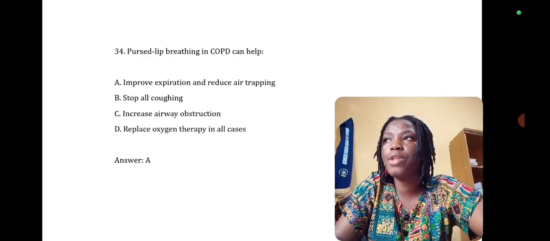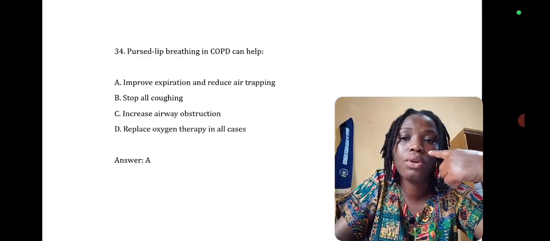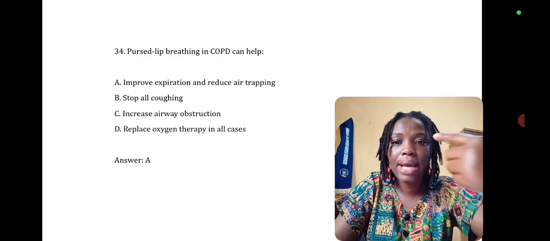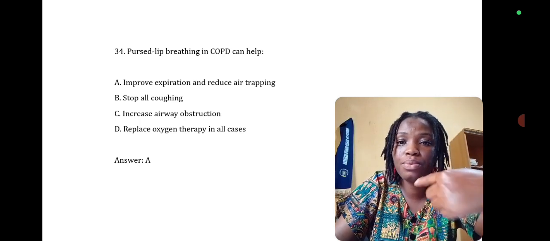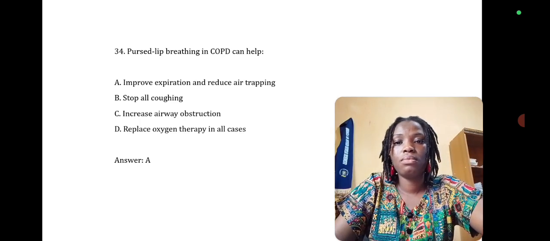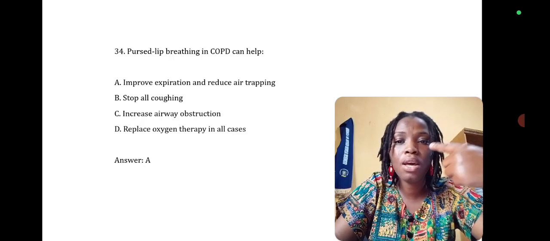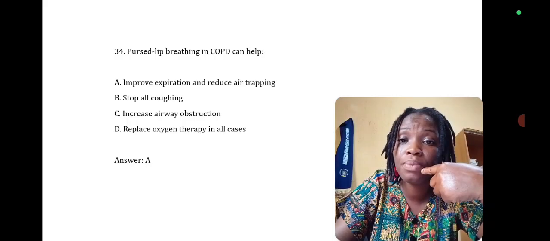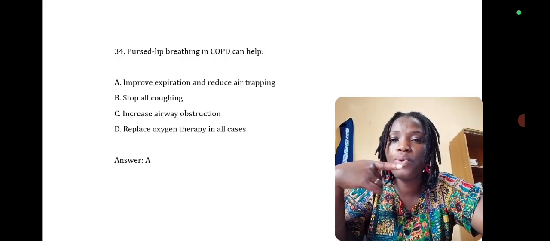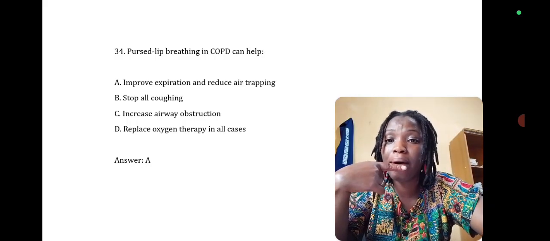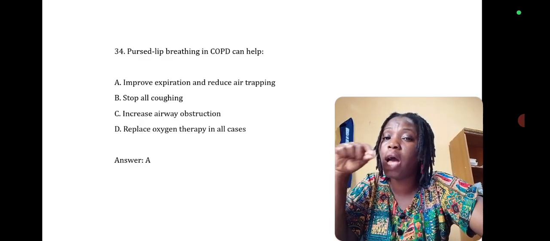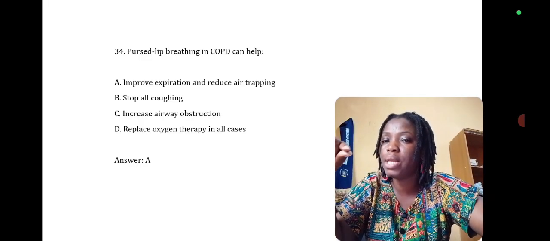Pursed lip breathing is when you inhale with your nose for about 2 seconds. As you are inhaling, your mouth is closed. And when you want to exhale, you exhale with your mouth, as if you want to blow a whistle, and you do it slowly.